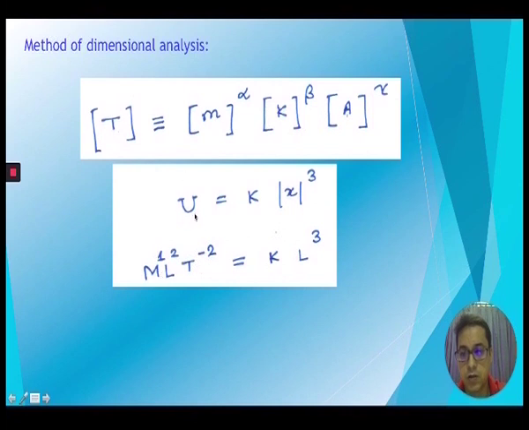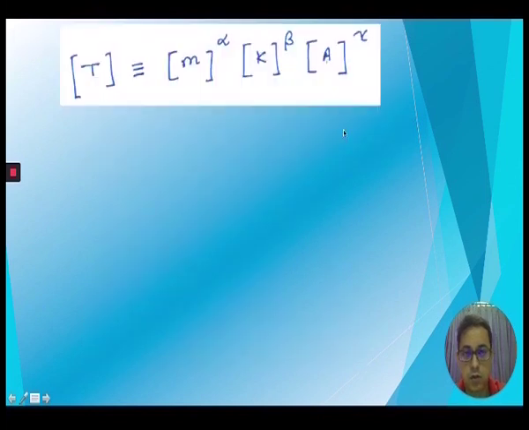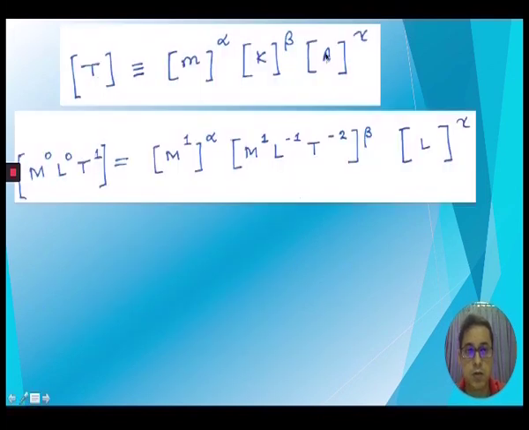From here you can find out the dimension of k. Energy is mass into acceleration into distance, right? That way you can make it. So M L squared T to the power minus 2 equals k L cubed. From here you can find out the dimension of k. That is what is needed here. The mass dimension is known, and the amplitude dimension is obviously L. The k dimension is this one you have, and now the time period you can write in dimensional form this way. All of you are quite good in dimensional analysis, I'm sure.